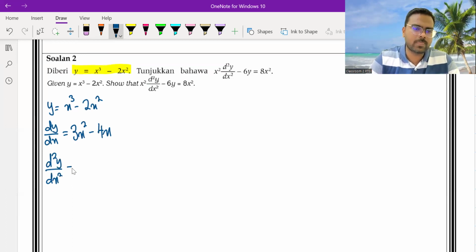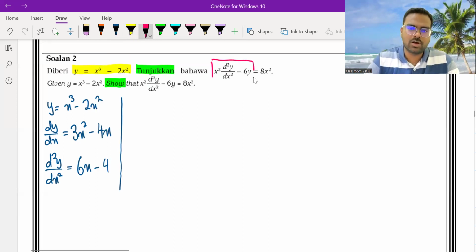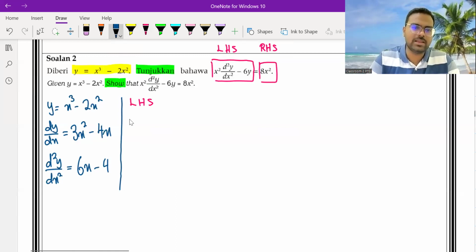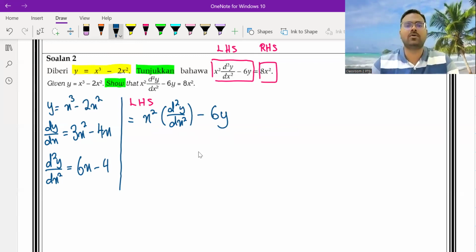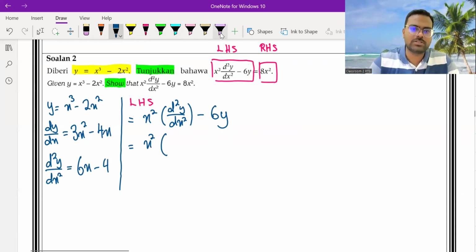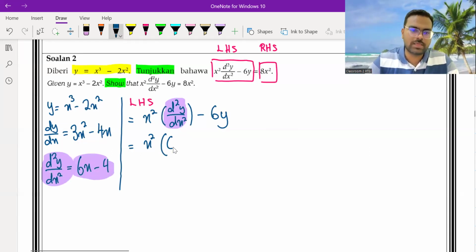Second derivative, kamu akan dapat 6x minus 4. Dia guna perkataan tunjukkan. Show. So remember, this is your left. This is your right. Left hand side, right hand side. Kita mula dengan left hand side sebelah kiri. Equivalent to x square bracket second derivative. Tolak 6y. Okay? 6y. So kita gantikan. X square bracket. What is your second derivative? Second derivative kita yang ni, purple color. So cikgu pun letaklah 6x tolak 4 tolak 6.